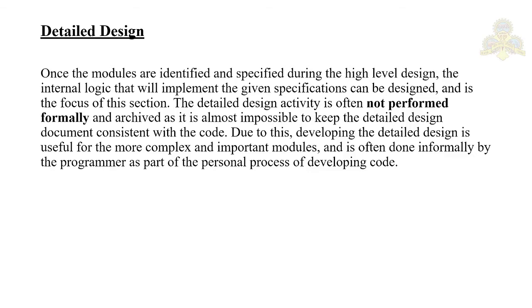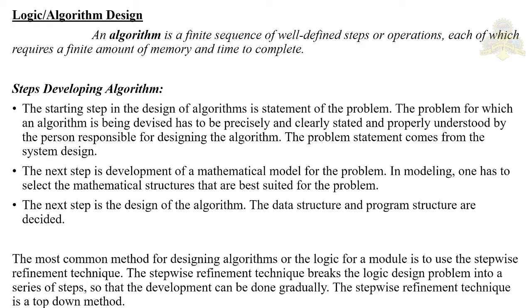Here in the detailed design, the activity is often not performed formally, and basically this is archived as it is almost impossible to keep the detailed design document consistent with the code. Due to this, developing the detailed design is useful for more complex and important modules and is often done informally by the programmer as part of the personal process of developing the code. Here we have two types. One is the logic or the algorithm design. The other one is state modeling of classes. First we'll look into logic or algorithm design.